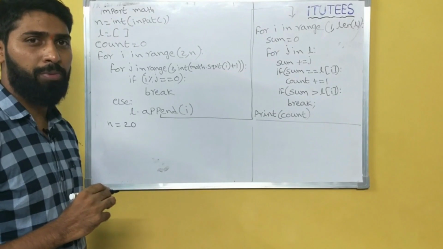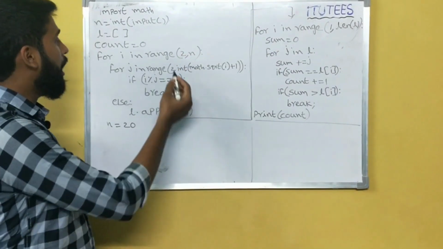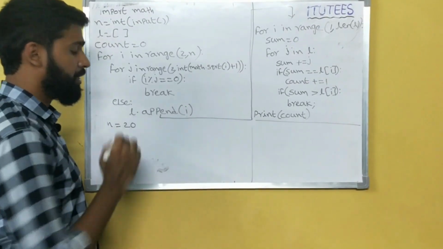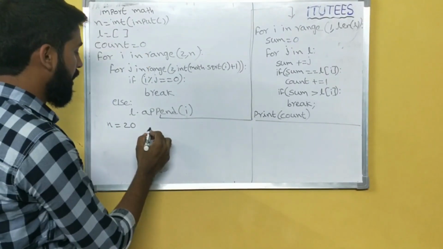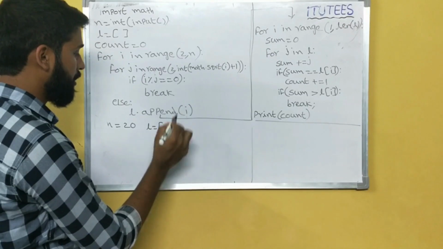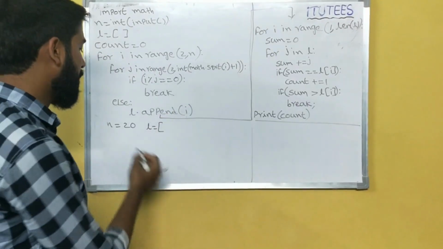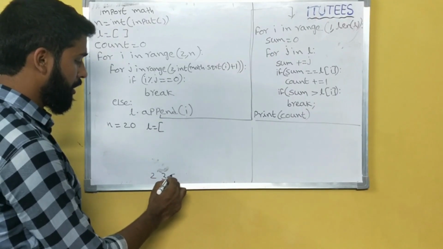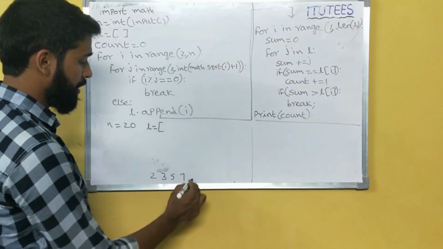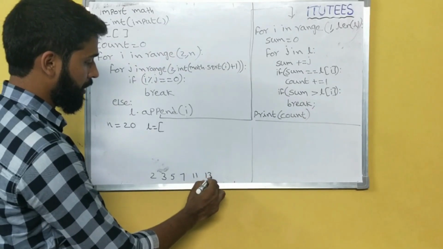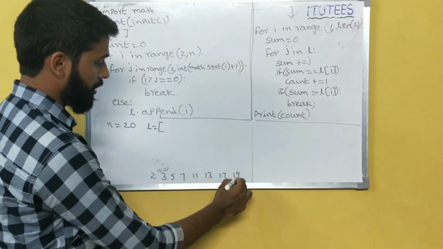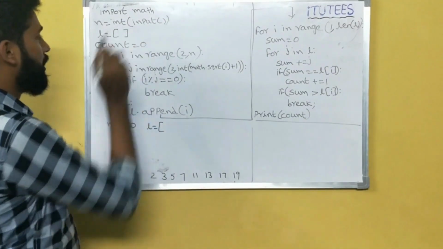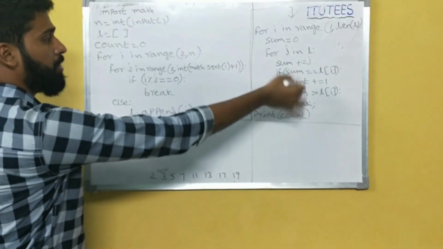So what is the expected output? At the end of this, all the prime numbers up to 20 are stored in the list L. So I am taking the list L equals empty. L is, the prime numbers are 2, 3, 5, 7, 11, 13, 17, 19. So these numbers are stored in this list. First it is empty.